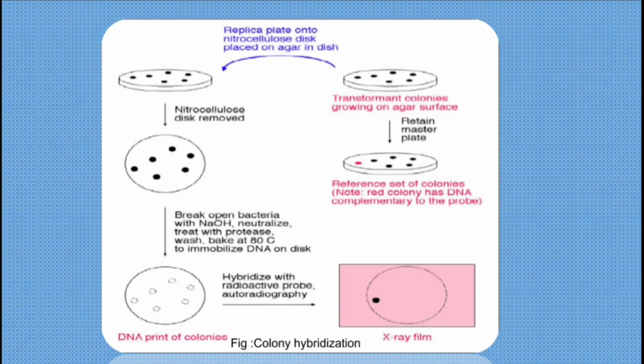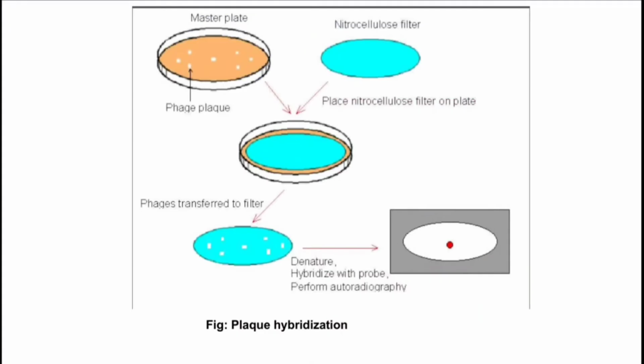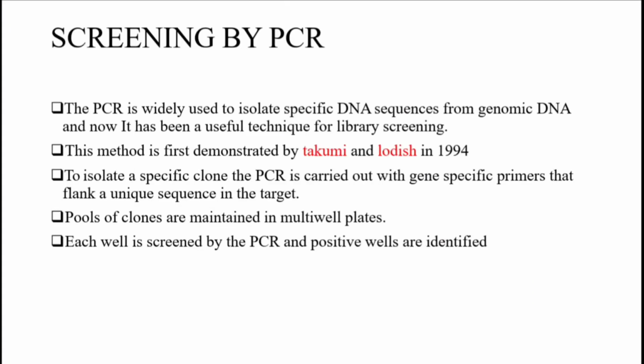Okay, this is the same picture, a schematic representation of a replica plate onto the nitrocellulose disc, which is taken from the transformed colonies growing on the agar surface. We have to retain the master plate for reference. Then the nitrocellulose disc is removed. Then we have to break open the bacteria with NaOH, a strong alkali. Sodium hydroxide is used. We have to neutralize it and treat with protease enzyme. Wash it and bake it at 80 degrees Celsius to immobilize the DNA on the disc. Then hybridize with the radioactive probe. Autoradiography is carried out. So this is also one of the techniques which is used.